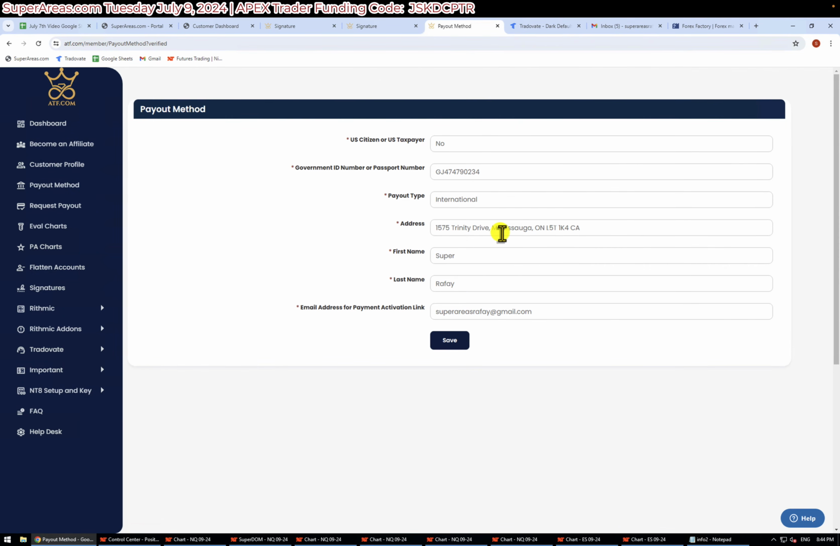Your address must match, and they're going to do a KYC and an AML check to make sure that the funds are going to the right person, and they will do an IP check. So they have their own set of rules in place to make sure you are not scamming them, and to make sure that you are the person who's trading.